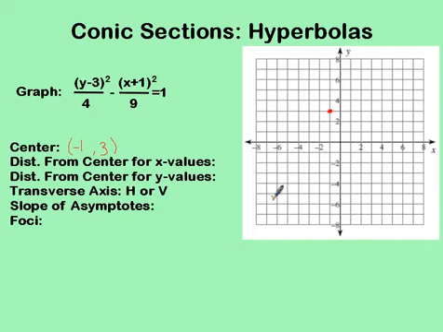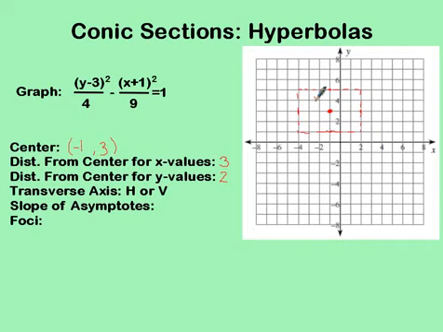Alright. The next thing we want to do is find the distance from the center for the x values. So looking at your x values, we have 9 here. We want to take the square root of that. The square root of 9 is 3. That tells me the distance along the x values from the center is going to be 3. So count out 3 in each direction. And then for the y values, the square root of 4 is just 2. So I'm going to go up 2 and down 2. And what you want to do is draw a dotted box connecting these points. This will help us find the asymptotes in which our hyperbola will run.